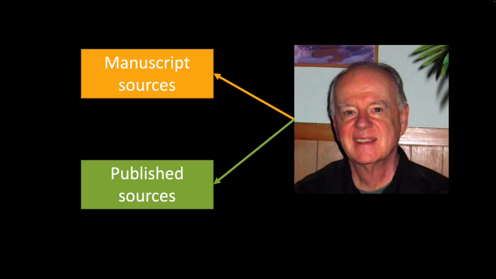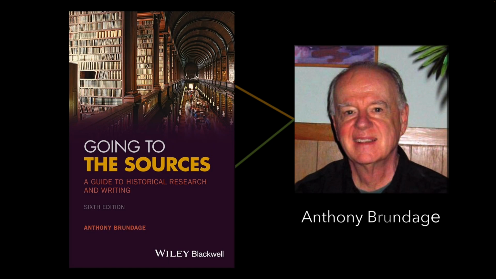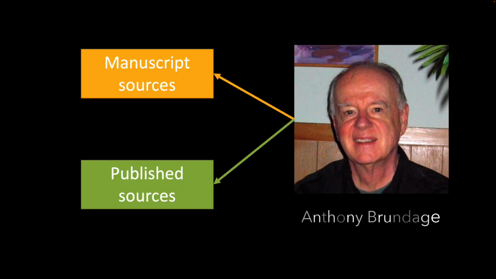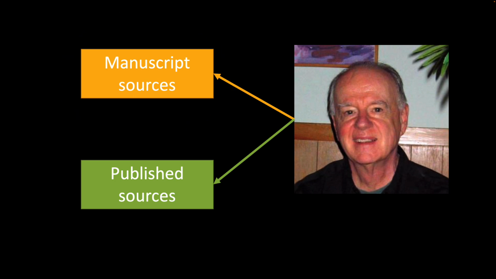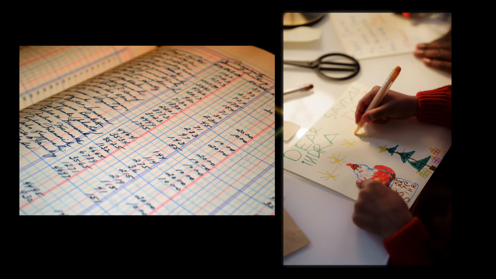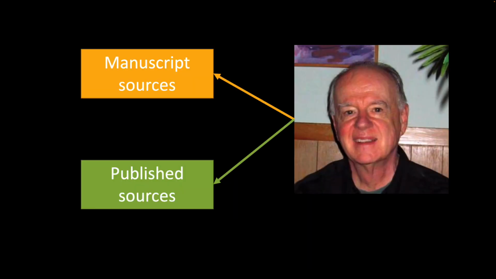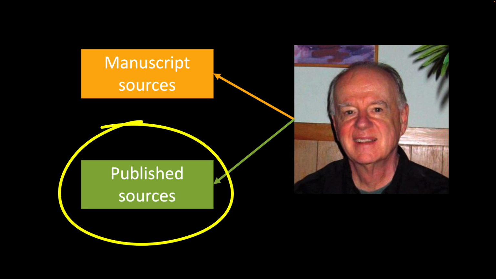Let's start first with what Anthony Brundage said in his book about primary sources. Brundage approached primary sources by thinking about the ways that we find primary sources today, right? What are the forms that primary sources take? And he really identified two main types of primary sources. The first was manuscript sources. Manuscript sources are essentially things in their original form, things that are one of a kind, a handwritten letter or a census document that was done by hand. And then Brundage says the other type of primary source are published sources. These are sources that were replicated, that were reproduced in some way.